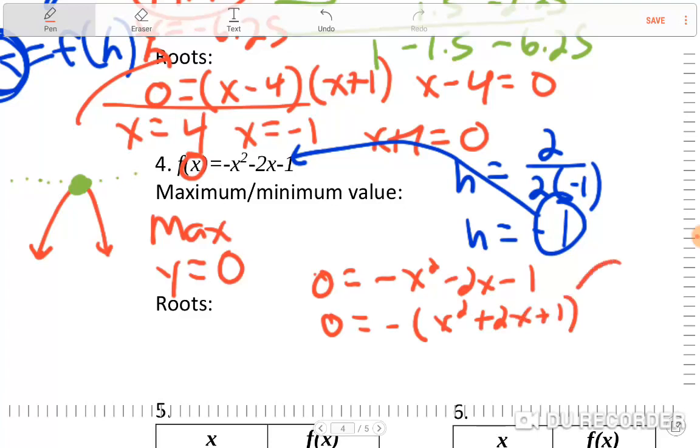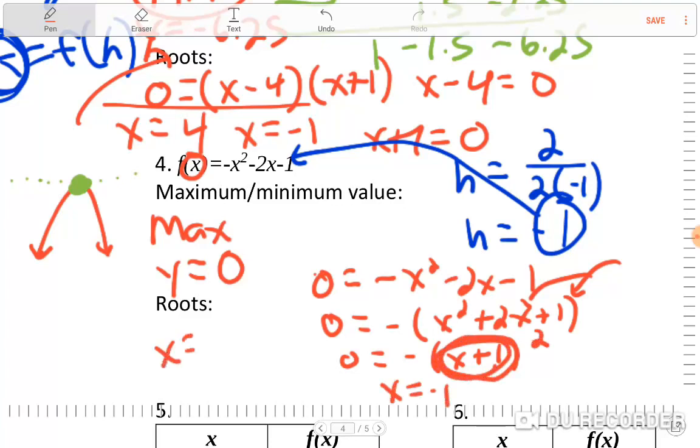And two numbers that multiply to give you 1 that add up to 2, it's repeated. It's just x plus 1 times x plus 1. Same thing as saying x plus 1 squared. If I make that x plus 1 equal to 0, that gives me -1. So you can solve it more than one way, but the roots we get are -1.